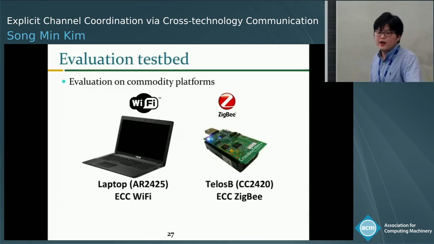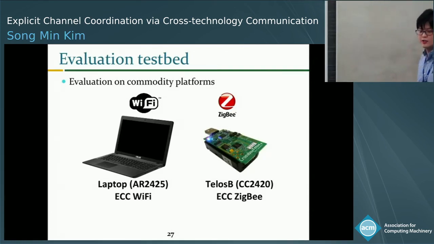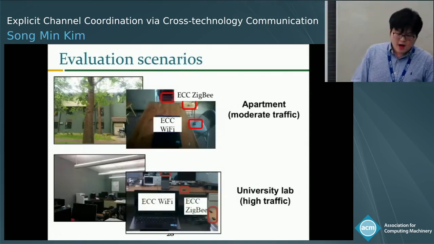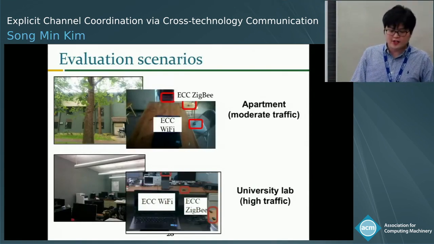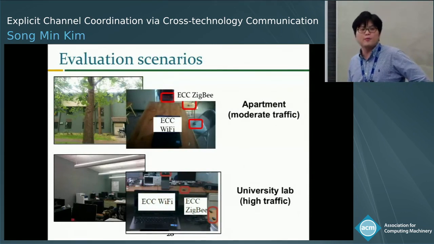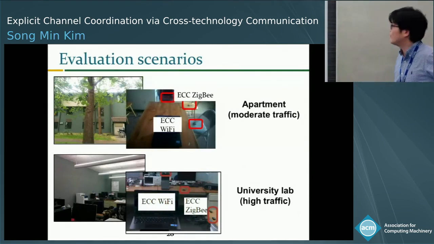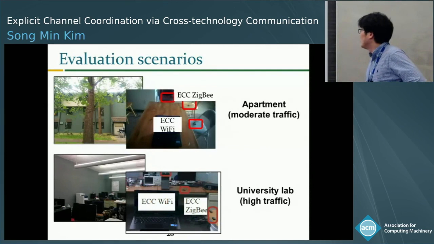This work has been evaluated on 2 commercial devices, a laptop and a TelosB, which is a commercial ZigBee node, in 2 different scenarios: an apartment with moderate Wi-Fi traffic, and a university lab with a high number of Wi-Fi users.